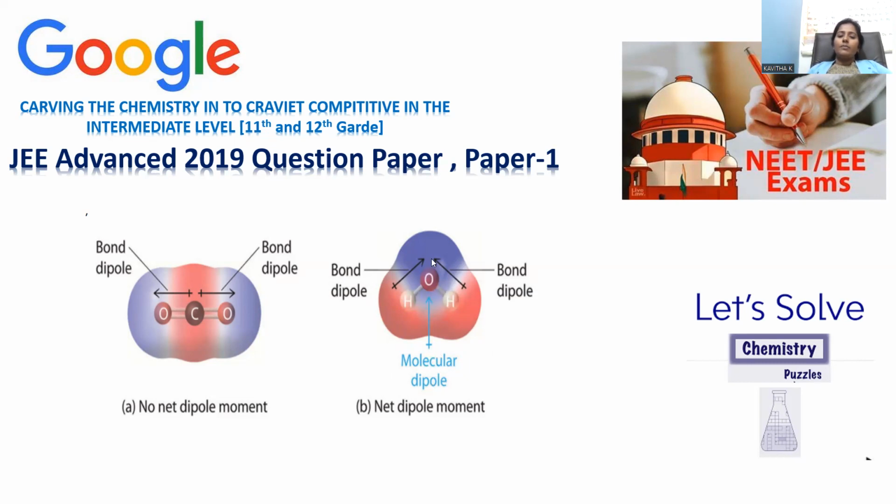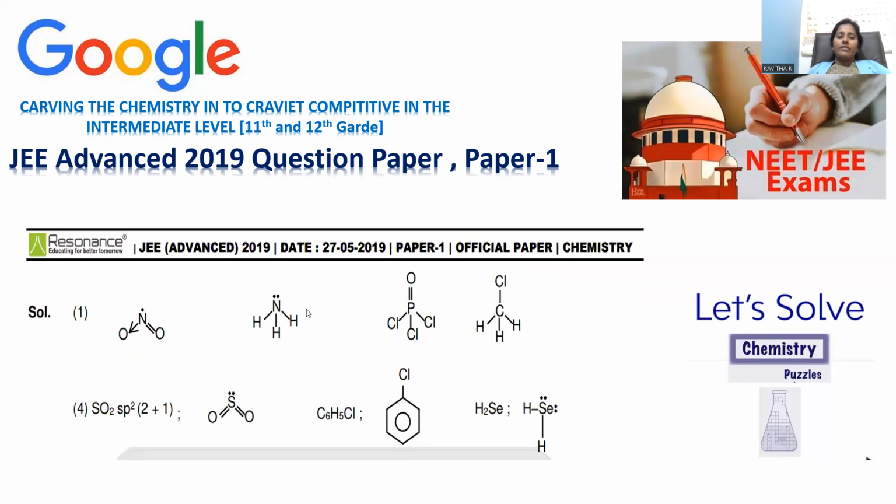Above and below the plane, you can notice the lone pair of electrons as well, which makes the molecule non-symmetrical, so that it will exhibit dipole moment. This is the way we can clearly observe. And here NO2 is the nitrogen dioxide molecule. Here you can clearly observe it is non-symmetrical, so the dipole moment is possible.